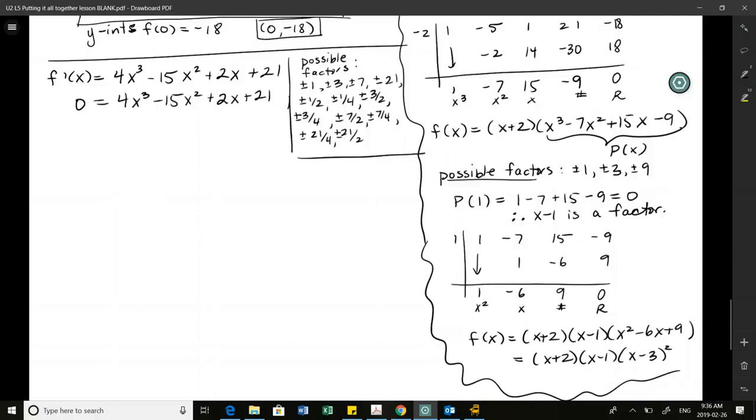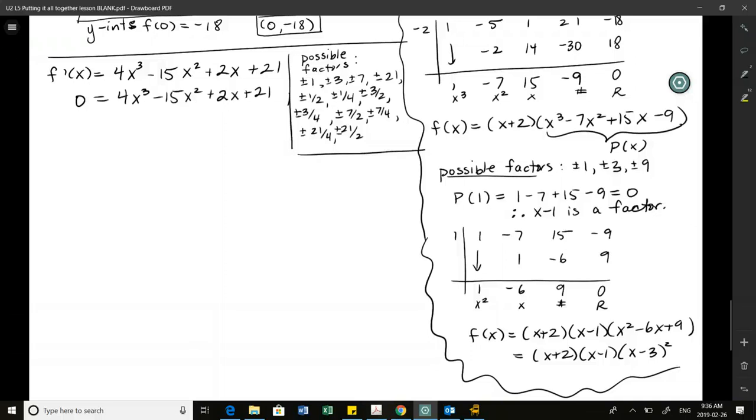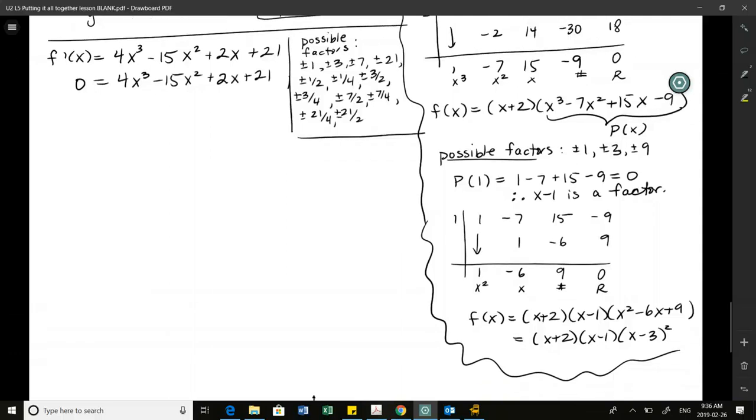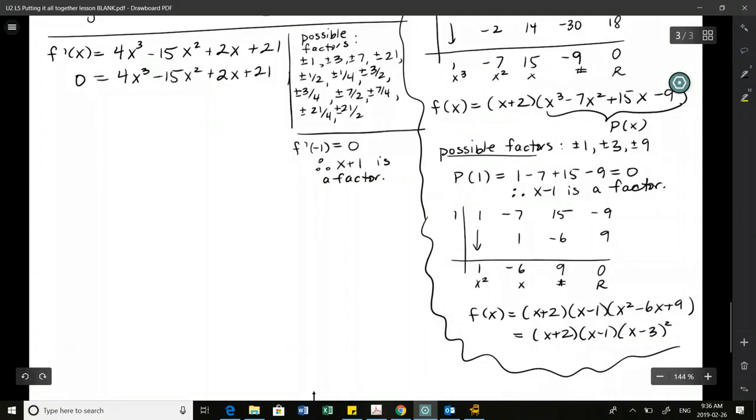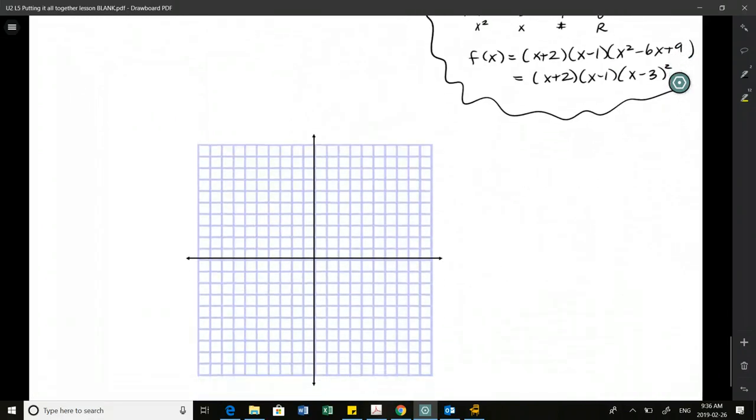Try -1. I feel like -1 might work. Yeah, -1 works. Okay, we found a factor. f prime at -1 gives us 0. Therefore, x plus 1 is a factor. And we will synthetically divide. I'm going to do it over here to the right.